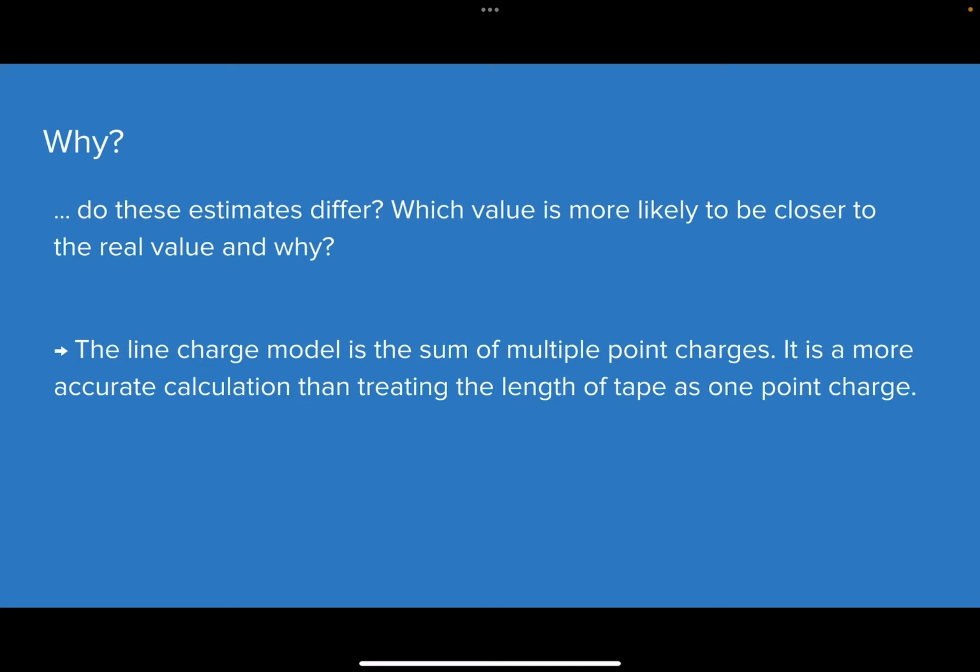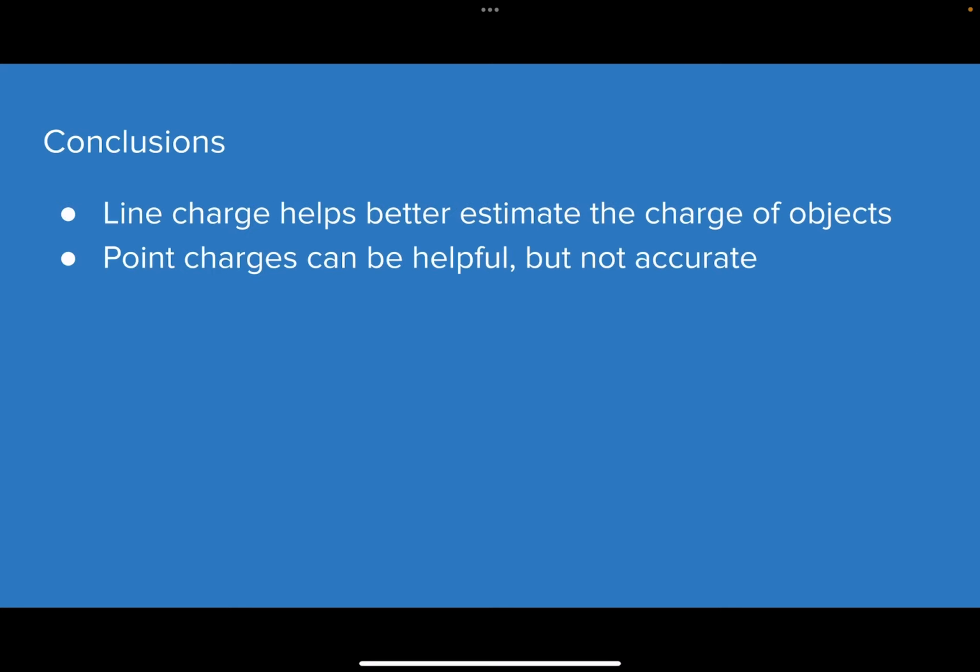Now, why do these estimates differ? And which values are more likely to be close to the real value, and why? Since the line charge model is a sum of multiple point charges, it is a more accurate calculation than treating the length of the tape as one point charge. So, in conclusion, line charge helps better estimate the charge of objects. Point charges can be helpful, but they're not super accurate.